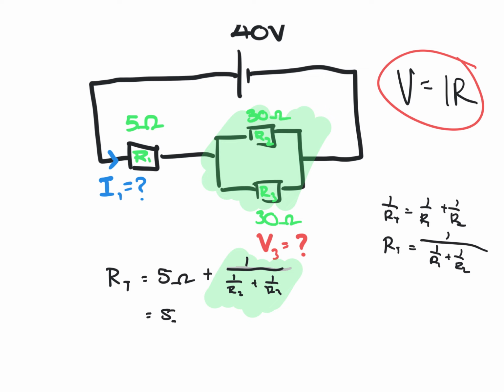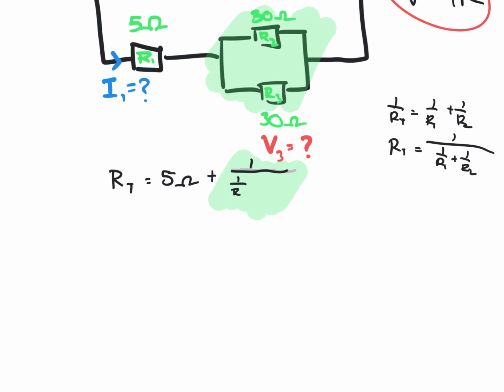What does that equal to? Let's not put the 5 over. Let's put the ohms in. 5 plus 1 over, 1 over 30 plus 1 over 30. Nice. What does that equal to? 1 over 2 over 30. Now, if you use your calculator, and you press 1 divided by 2 over 30, the calculator gives you a very nice number, and that is going to be 15.